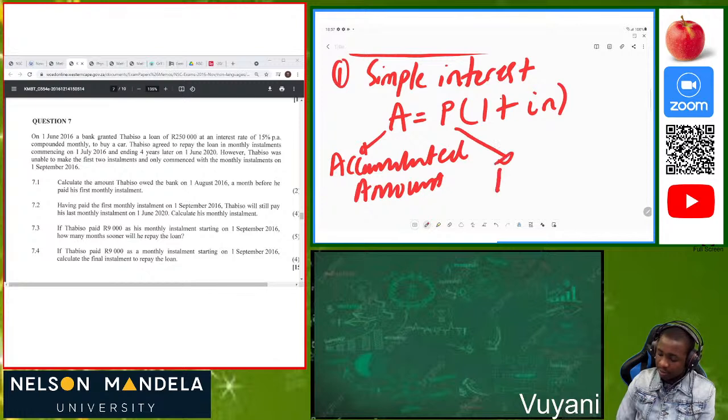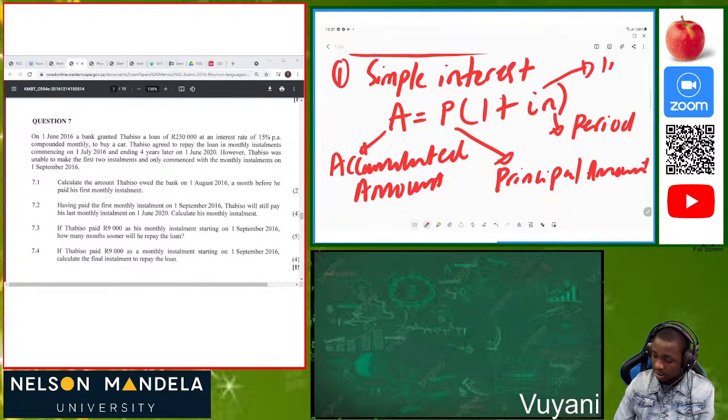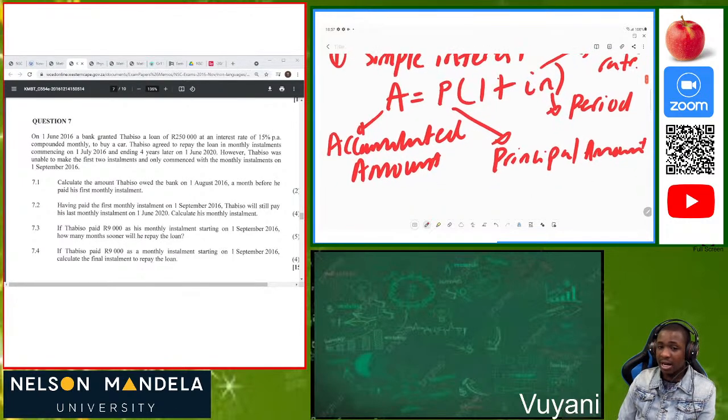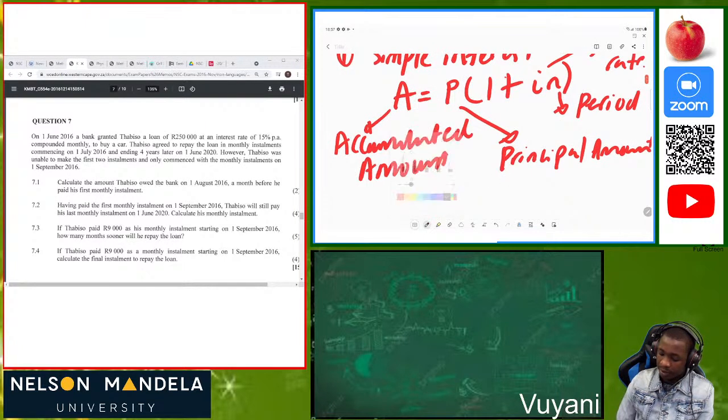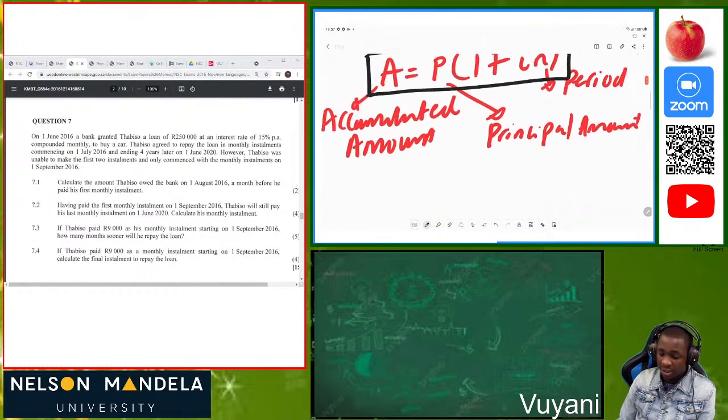Then P is the principal amount. Then n is the number of years, or let me just say the period. i is the interest rate. So please always bear in mind what these letters represent. This was the first formula which we were taught in grade 11 on how to calculate simple interest.